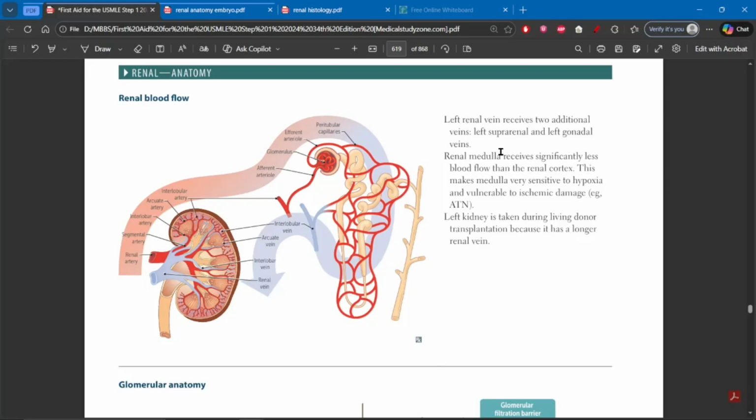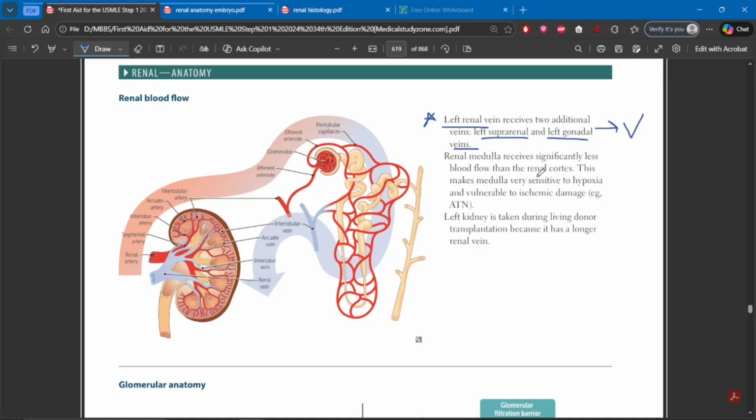So left renal vein receives two additional veins, the left suprarenal and the left gonadal veins. And this is important, the part that it receives the left gonadal vein, because the obstruction from this can lead to varicocele, right? But this you would study in your reproductive module. So you must know that the left renal vein receives the left gonadal vein and the left suprarenal vein. This is an important caveat which you must remember.